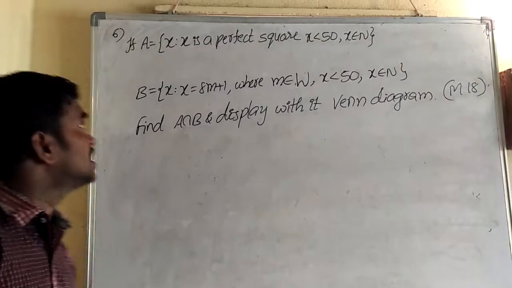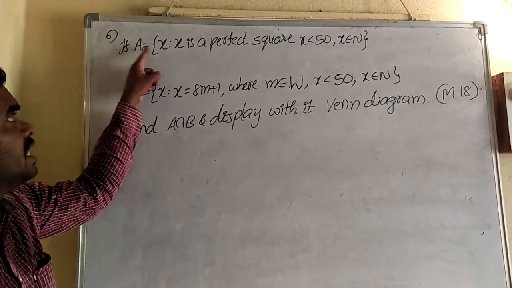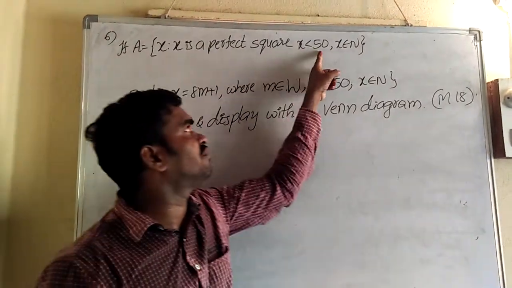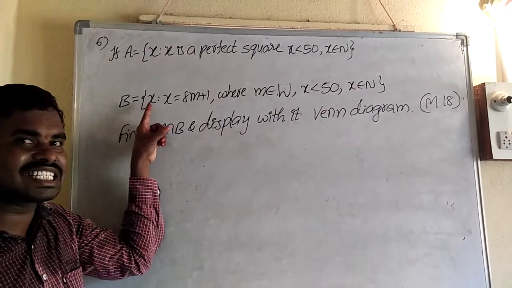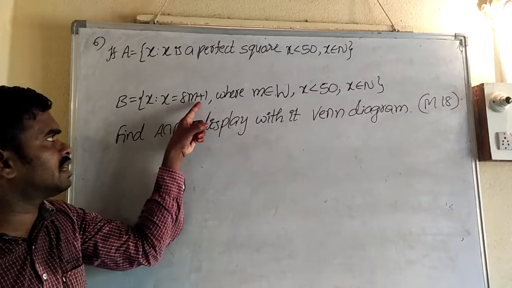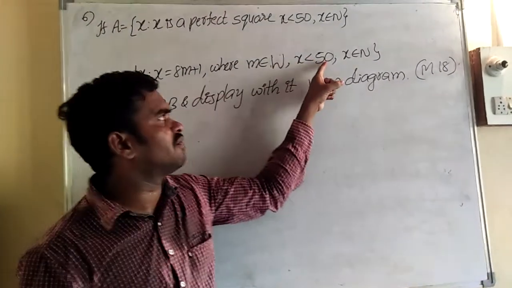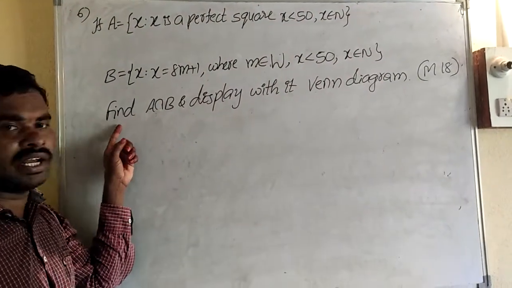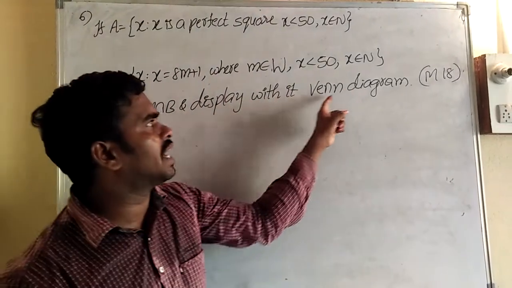Okay. In this chapter, Sets, sixth question. Question is, if capital A equals x such that x is a perfect square, x less than 50, x belongs to N. And B equals x such that x equals 8m plus 1, where m belongs to W, x less than 50, x belongs to N. Then find A intersection B and display it with a Venn diagram.